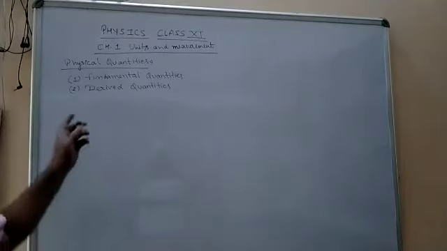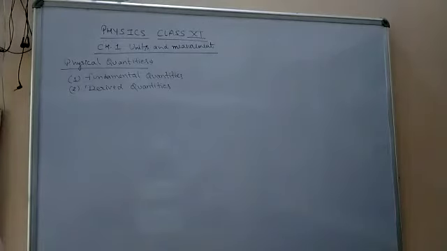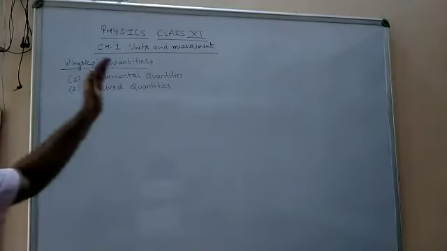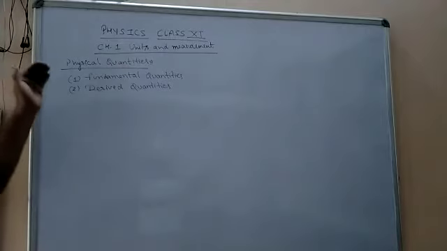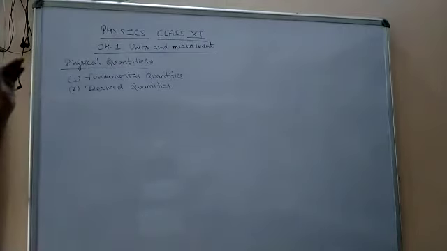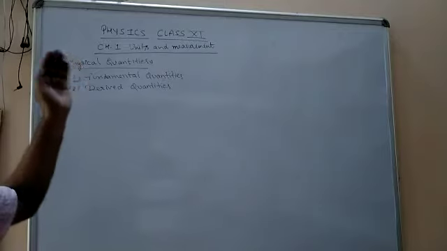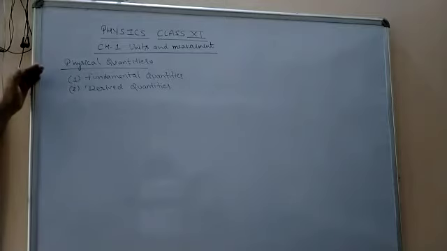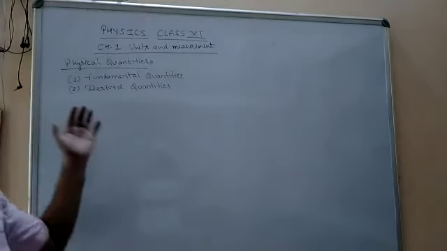Now, physical quantities are those quantities which are studied in physics, just like mass measured in kilogram, length measured in meter, and time measured in second. All these quantities are studied in physics, so they are known as physical quantities. We describe there are two types of physical quantities, that are fundamental quantities and derived quantities.